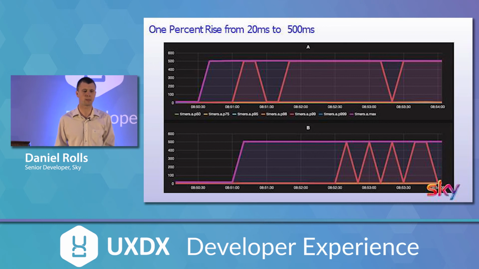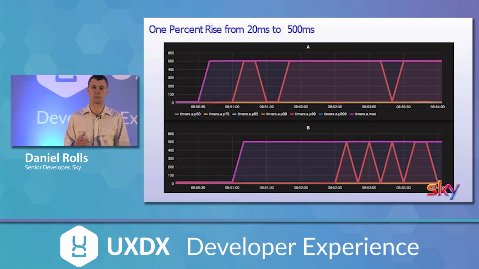A 1% rise from 20 milliseconds to 500 milliseconds. But graph B gets 1/10 of the traffic.